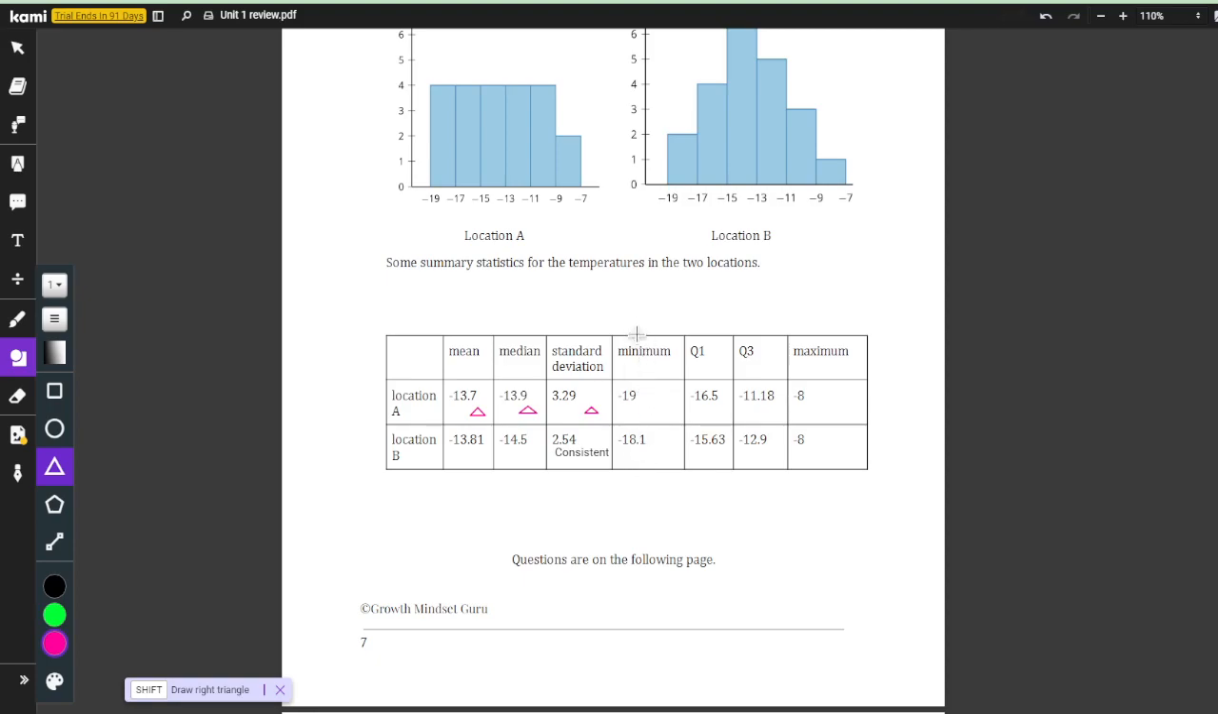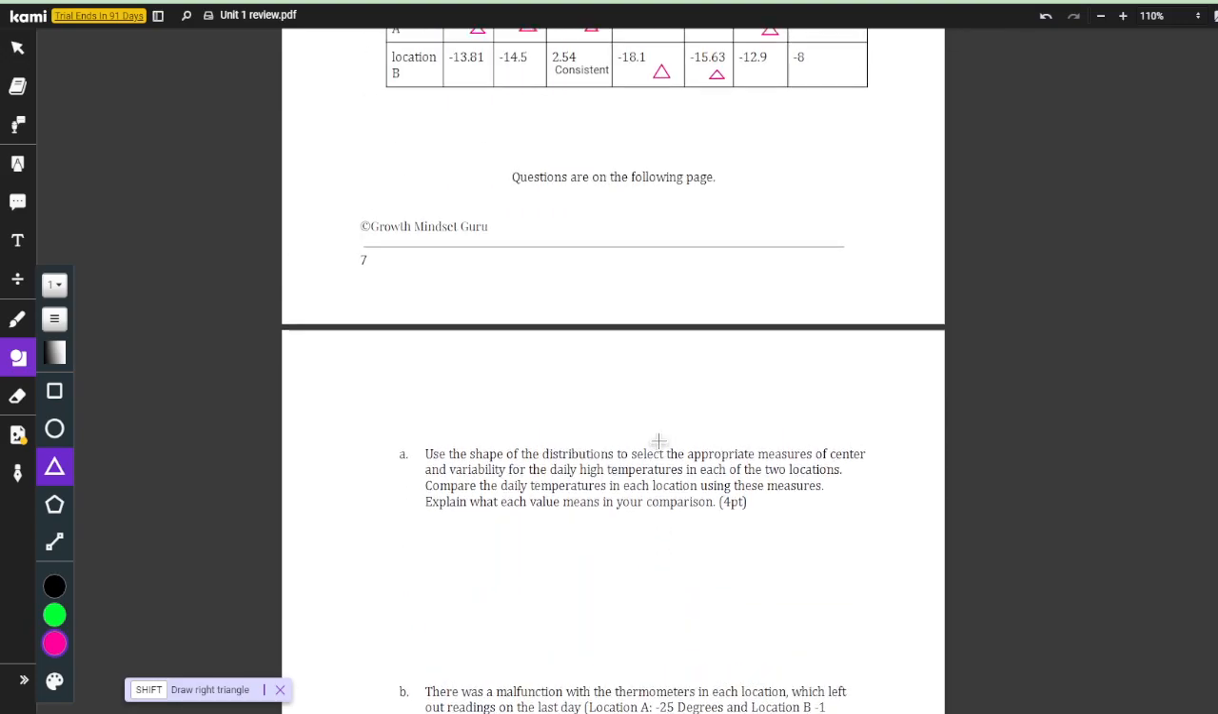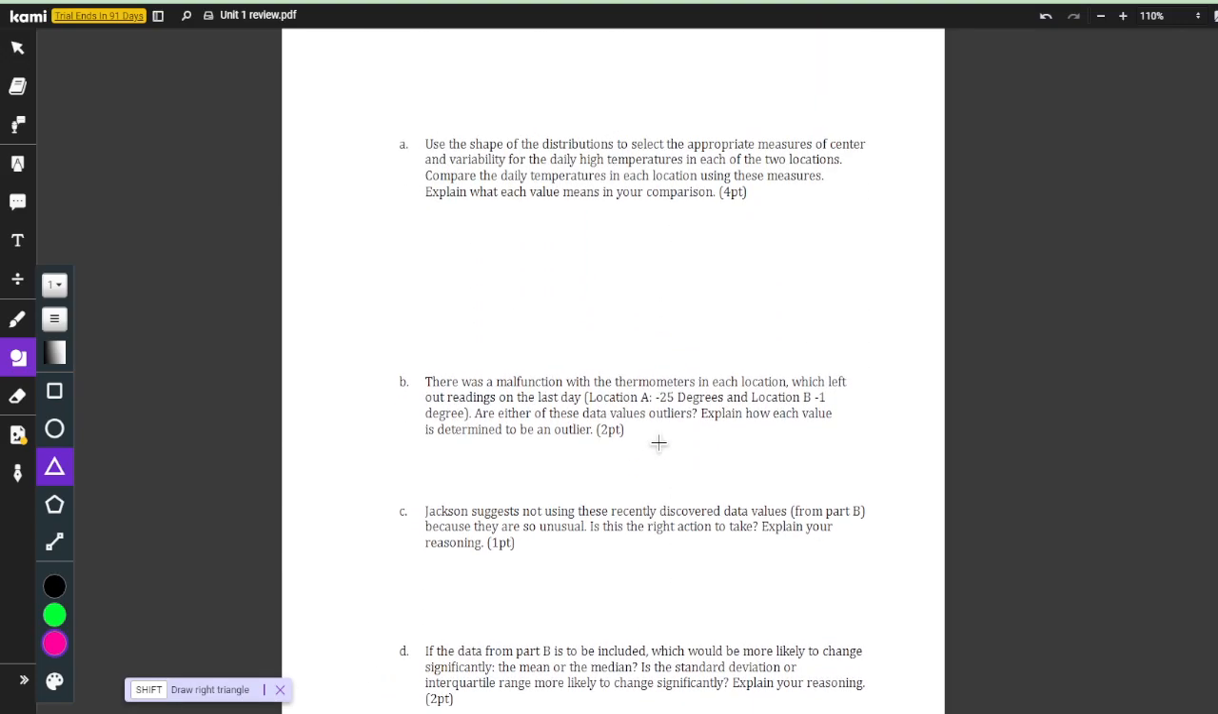The minimums. B has a bigger minimum. B also has a bigger interquartile range. A has a bigger Q3, and the maxes are the same. Okay. So now we have all this information. Let's take a look at these questions so we can answer them.